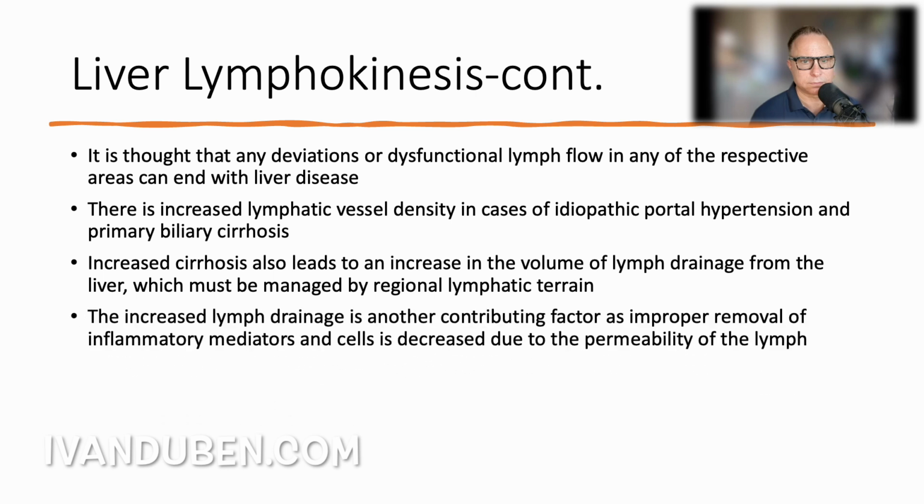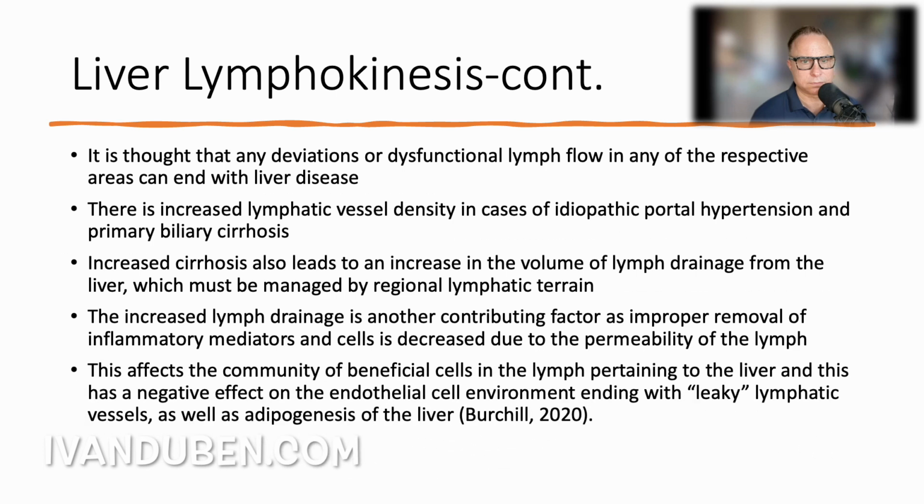The increased lymph drainage is another contributing factor, as improper removal of inflammatory mediators and cells is decreased due to the permeability of the lymph. This affects the community of beneficial cells in the lymph pertaining to the liver, and this has a negative effect on the endothelial cell environment, ending with leaky lymphatic vessels as well as adipogenesis of the liver itself.